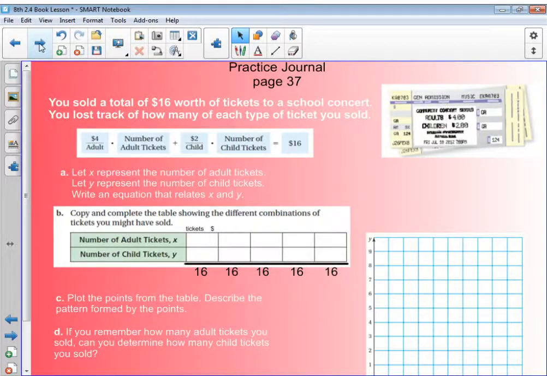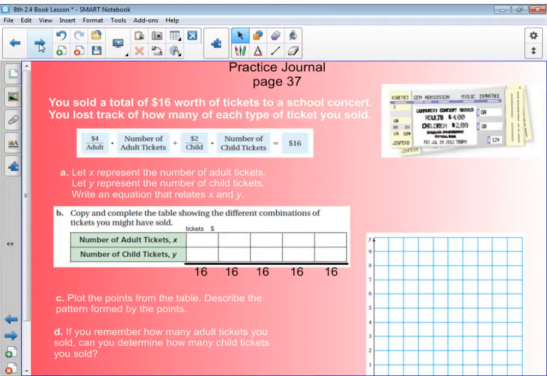So you have the exact same thing on there. It's just yours is in black and white and mine is on a colored screen. The first example on page 37 says you sold a total of $16 worth of tickets to a school concert. You lost track of how many of each type of ticket you sold.